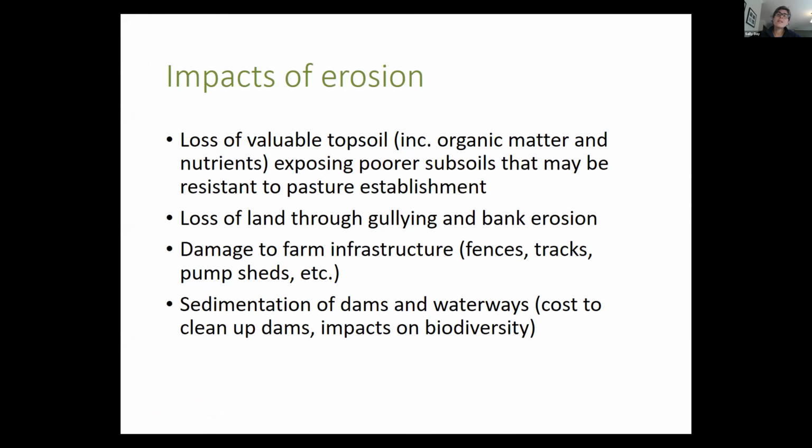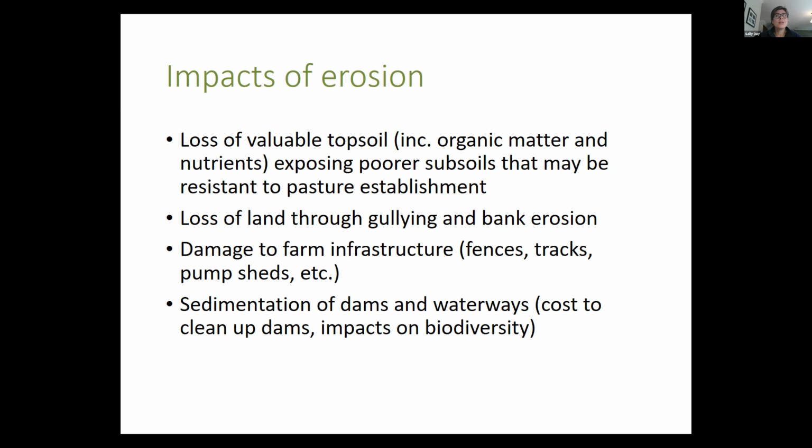So when we start to talk about the impacts of erosion, it can have an impact on your property in various different ways. For me, at the top of the list, it's that loss of valuable topsoil. That's really critical to your farming enterprise, because once you lose that valuable topsoil, which has all the organic matter and the nutrients in it, you start to expose the poorer subsoils underneath, and they are usually going to be harder clays.